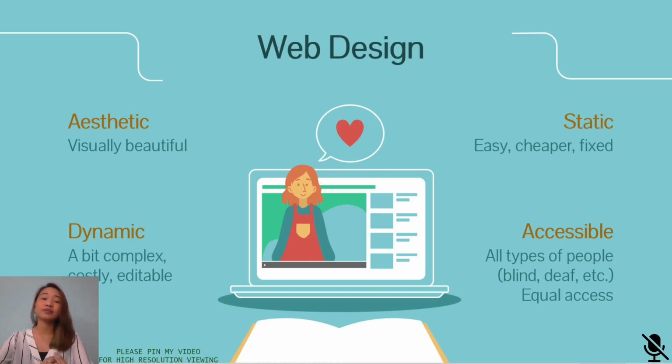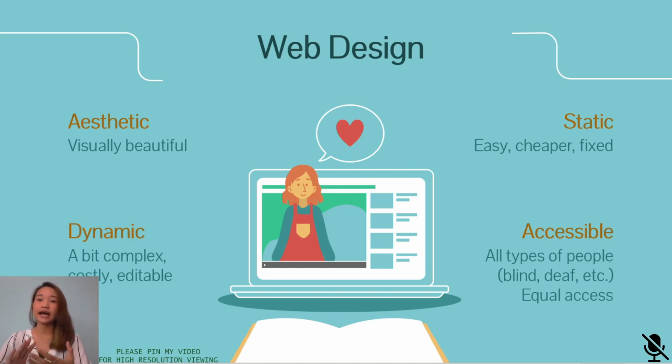Next kind of web design is dynamic. It is a bit complex, it is costly, and is editable. There are a lot of samples of dynamic websites: Facebook, YouTube, Twitter, Instagram. It is dynamic because it has a lot of functionality. It is complex, costly, and editable. It means that your website always has to be updated. That's why it is editable.